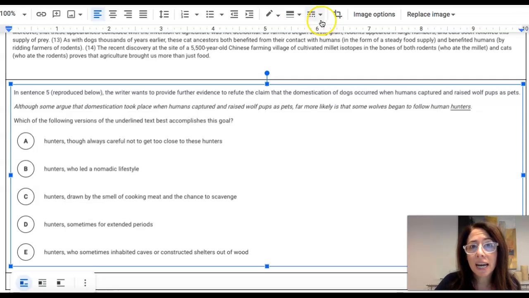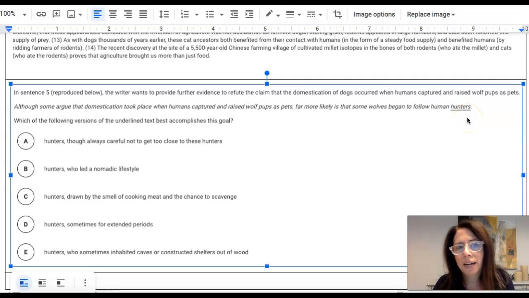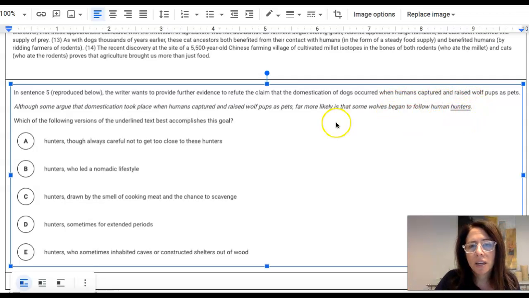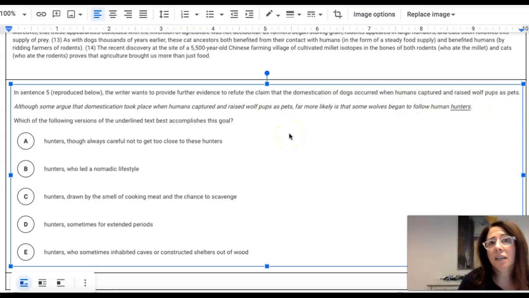The number one reason that I can think of that we want to talk more about wolves and not humans is actually how the sentence is written. So everything after this comma here, after pets, it's about the wolves. The wolves began to follow human hunters. We don't want to go back. We don't need that more information about hunters because the focus is on wolves. Everything here, right? After this comma.